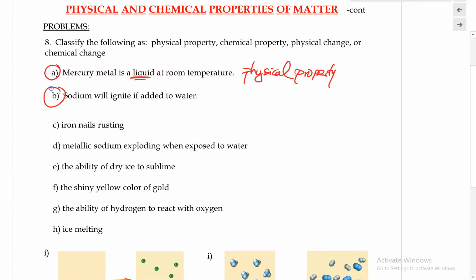And B, sodium will ignite if added to water. So in this case right here, we are talking about the behavior or the tendency of how sodium will behave if it is added to water. So clearly, we are referring to the chemical property. And this statement will be classified as a chemical property.